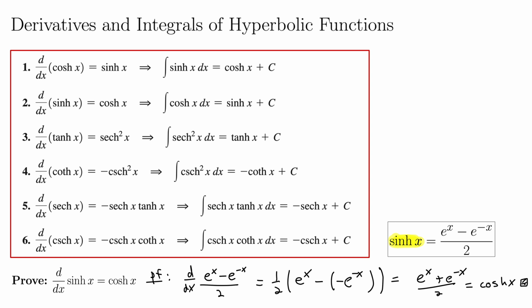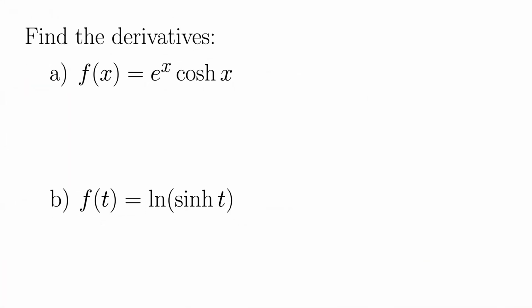So, again, we're just having fun with these proofs. Let's try computing a couple derivatives, and then we'll work on a couple of integrals as well. Here we're asked to find the derivatives of f of x equals e to the x times cosh x for part A, and f of t equals natural log of sinh t for part B. So I think you can do both of these. Pause the video, try them out, and then we'll compare notes.